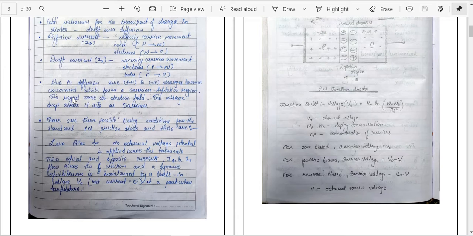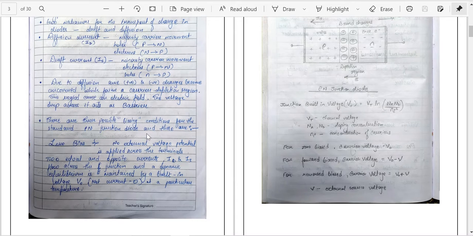I have written this over here. Due to diffusion, some positive and negative charges become uncovered, which forms a carrier depletion region. This region causes an electric field. The voltage drop across it acts as a barrier. So now I have written how the junctions are connected in a circuit.